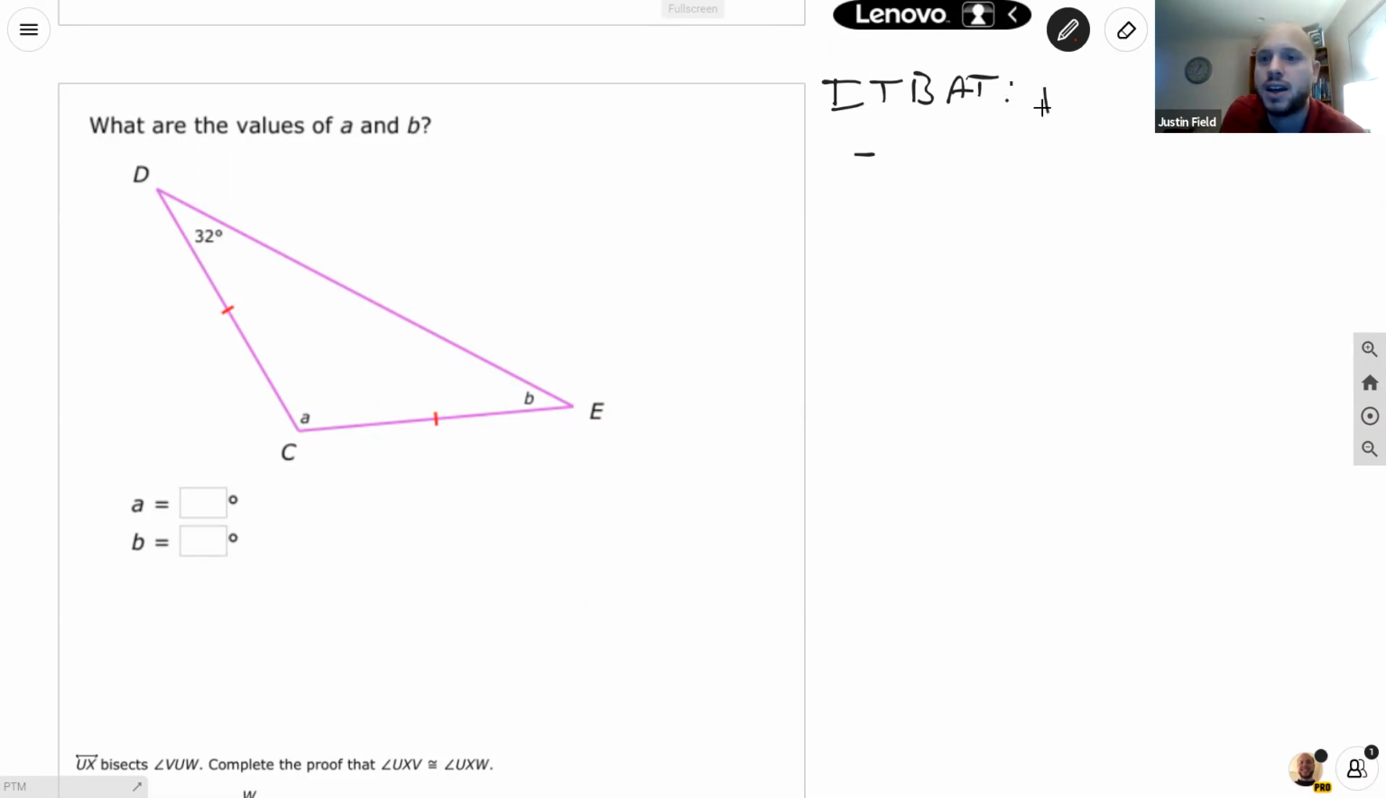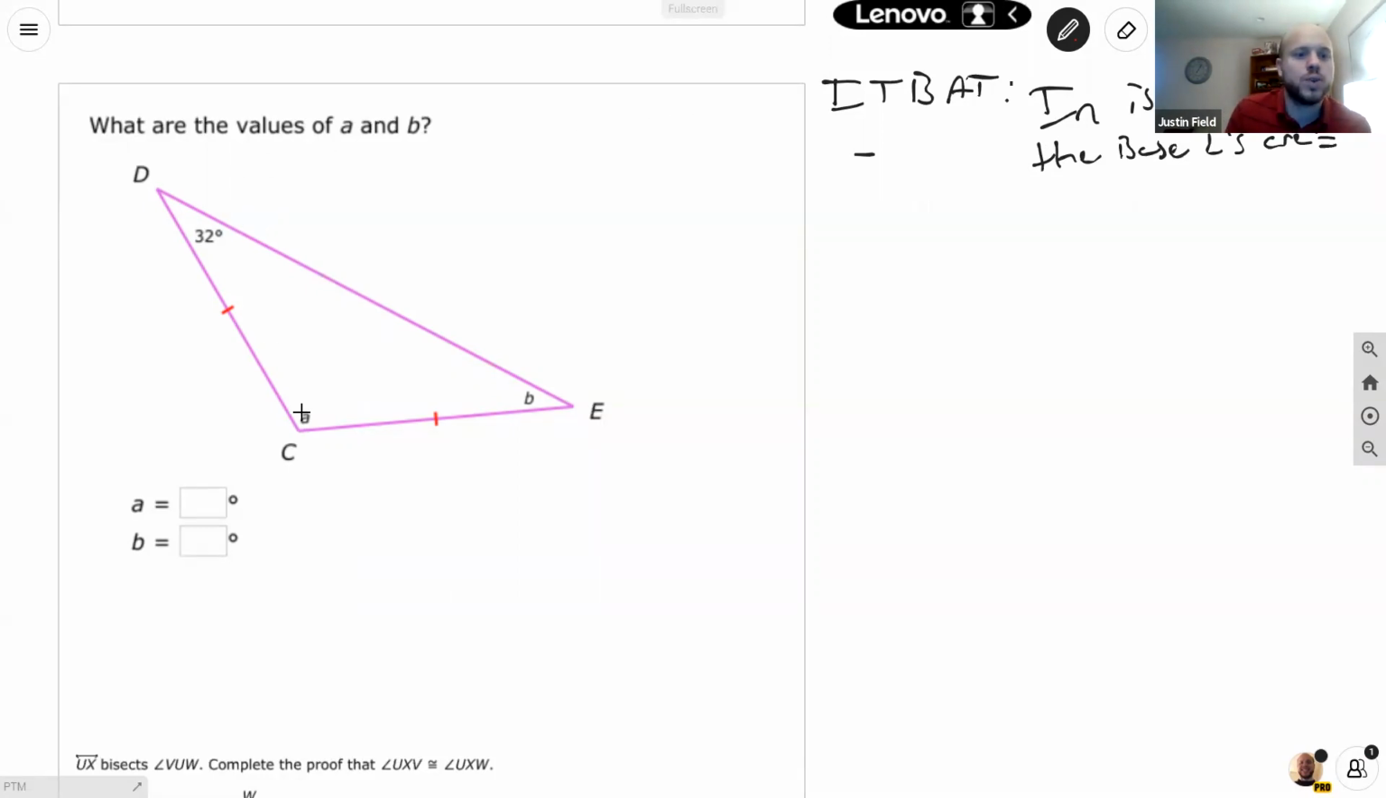So what does that say? In isosceles triangles, which means that the two sides are congruent, the base angles are congruent. That's the isosceles triangle base angles theorem. So an isosceles triangle, the definition is two sides are congruent. But guess what? Two angles are also congruent. Isosceles triangle base angles theorem.